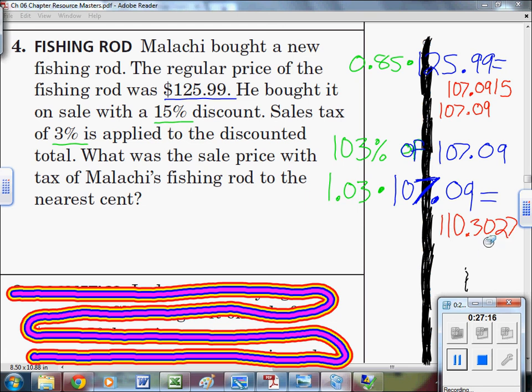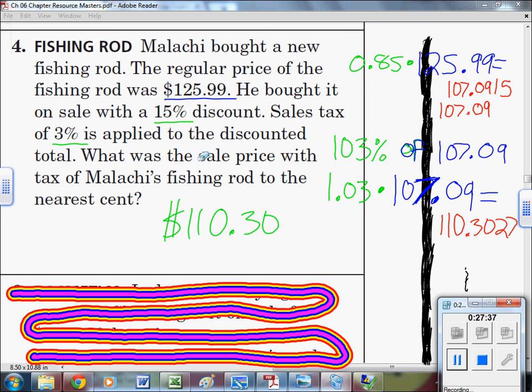Since we're talking money, we still have to round to the nearest cent. So this is the nearest cent. Go to the next digit. It says round down. So that tells us 30 cents. So our grand total at the register that you're going to have to give them, including sales tax, is $110.30. That's going to be your grand total at the cash register.